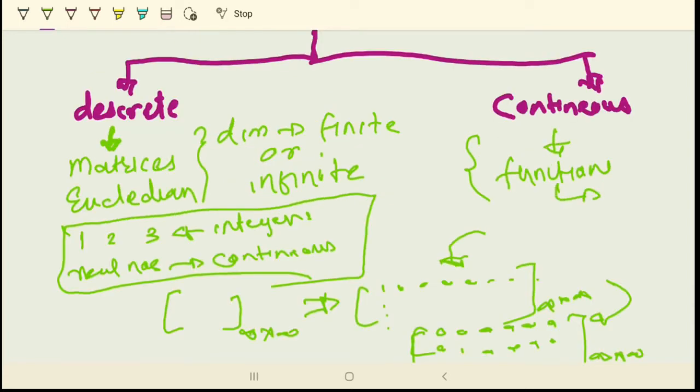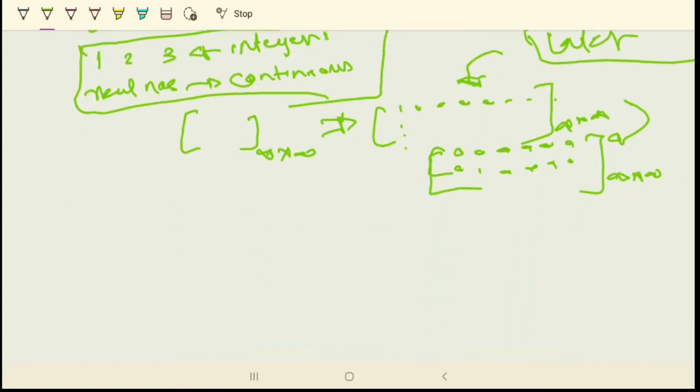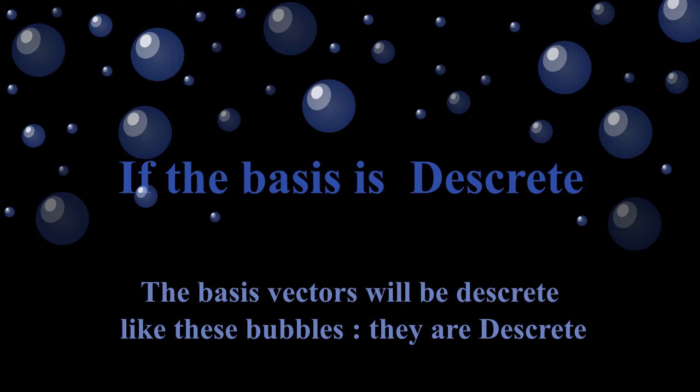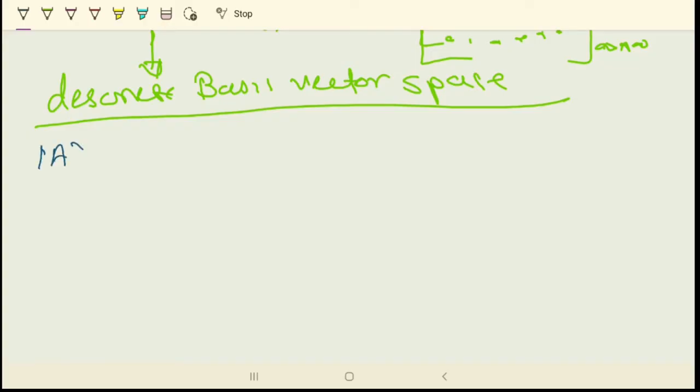So if we have a continuous basis set, what is going to happen? That we are going to discuss later. We will separately discuss continuous basis sets, but in today's lecture we will discuss what is going to happen if it is discrete. Now, if I have a discrete basis vector space, then I know that I can represent any vector in a vector space using linear combinations of the basis vectors.